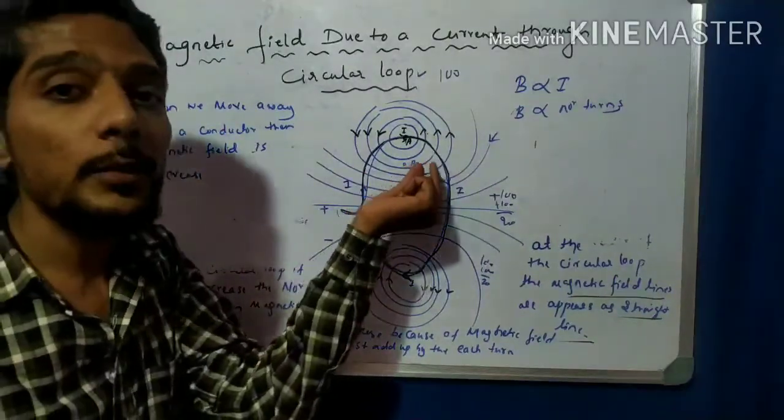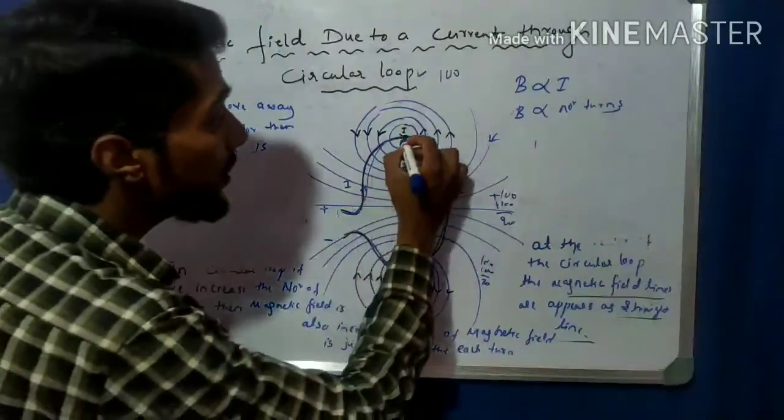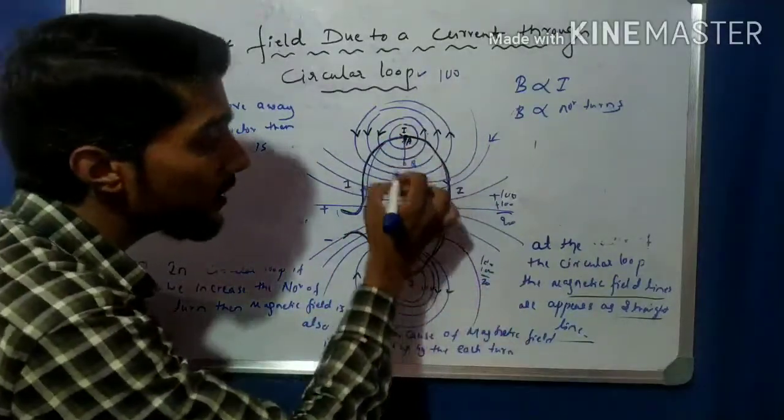The answer is what? On B, the magnetic field is more, because there is less distance, more magnetic field. The more distance, the less magnetic field.